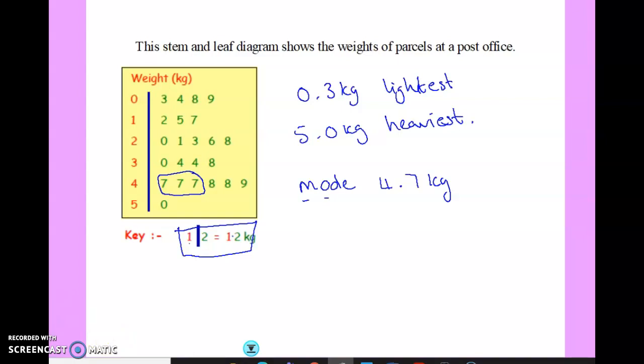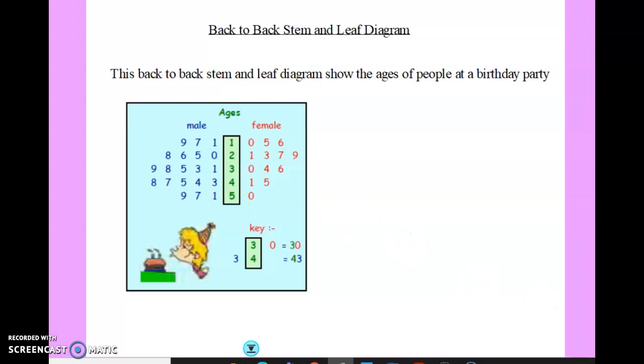What you'll also get is a back-to-back stem and leaf diagram. Your back-to-back stem and leaf diagram tells you about two bits of information at once. This one's looking at the ages of people at a birthday party. On one side here, we have the males. On the other side, you have the females. Looking at the key, 3 line 0 would be 30. Going this way, it's always the number in your stem that comes first. So 4 line 3 would be 43.